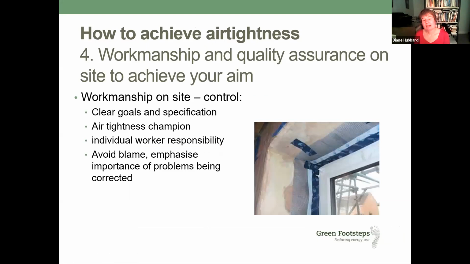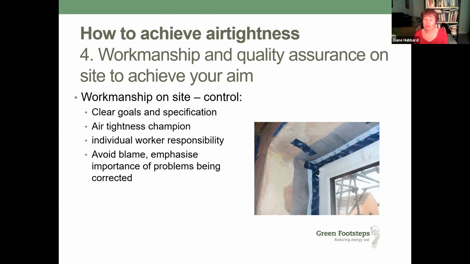So in terms of how to achieve it, it's really down to being clear about your goals and your specifications. Going back to that second point again, you need an air tightness champion. This is what's used on sites where you have a development of a number of relatively airtight houses. You have somebody who takes responsibility for it, who drives it, who is passionate about airtightness. You can be that person. You just need to convey the importance of airtightness to whoever's on site, and emphasize to people that everybody's got a responsibility. It isn't down to whoever sticks the tape on. Everybody has a responsibility for airtightness in the building.